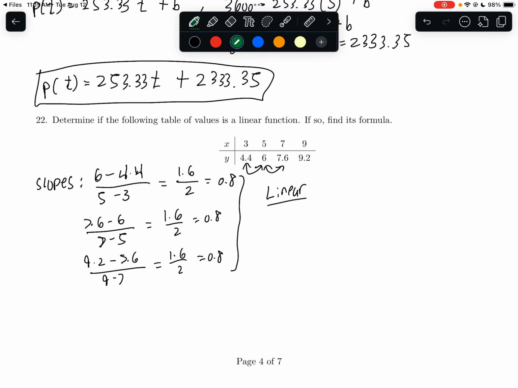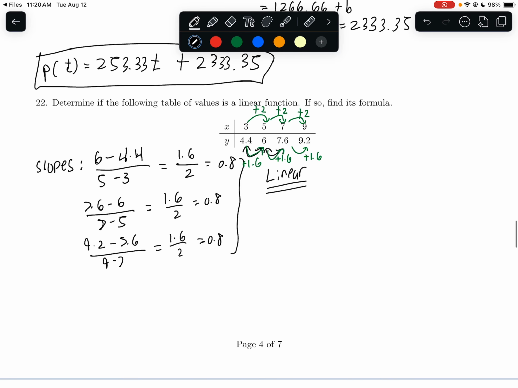It's a linear function. Another way that you could have done this is to notice that the inputs are evenly spaced by 2, and the outputs are all evenly spaced. So to go from 4.4 to 6, I add 1.6 plus 1.6 plus 1.6. This means that it's linear. Or we can compute the slopes. Doing the slopes is a little bit more fail-safe, because if the inputs were not evenly spaced, then you would need to check slopes. So it's not a bad habit to do anyway.